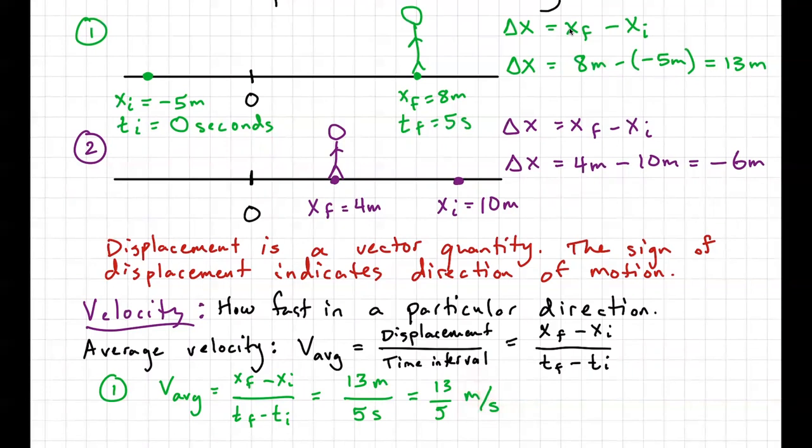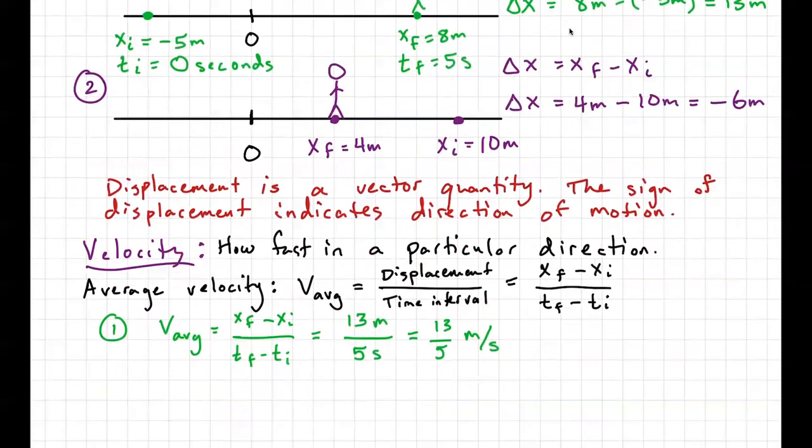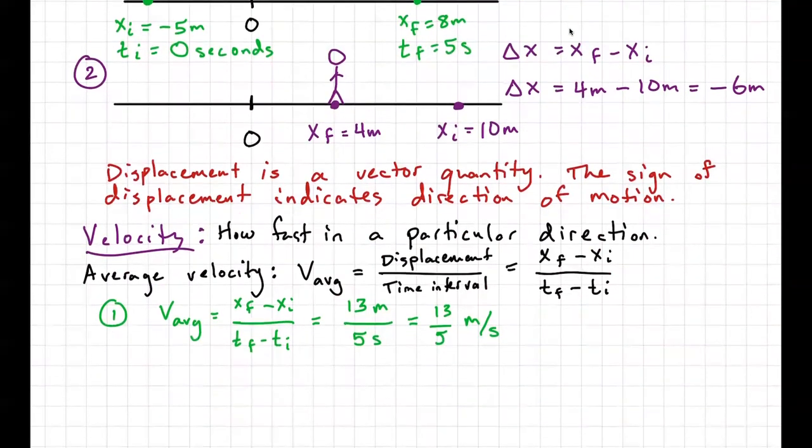Let's look at case 2, the purple case. So if we do purple case 2, average velocity in this case, same thing, the final minus initial positions for the displacement, and then the time interval, t final minus t initial. So we worked out what the displacement was before. It was -6 meters.